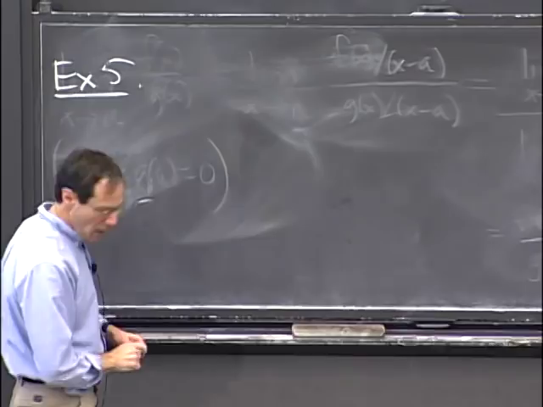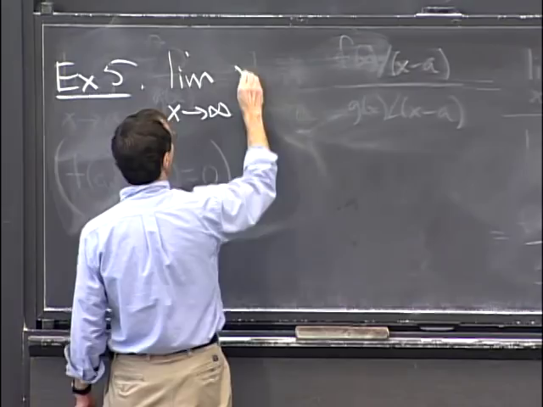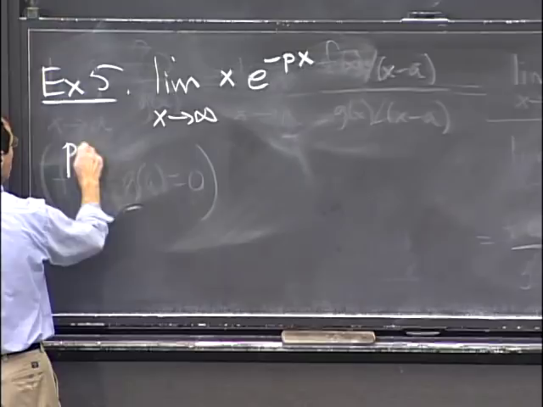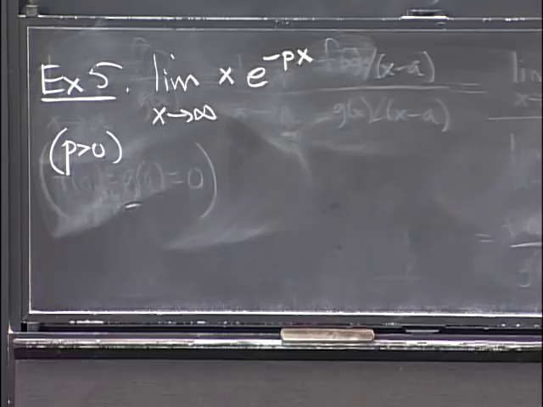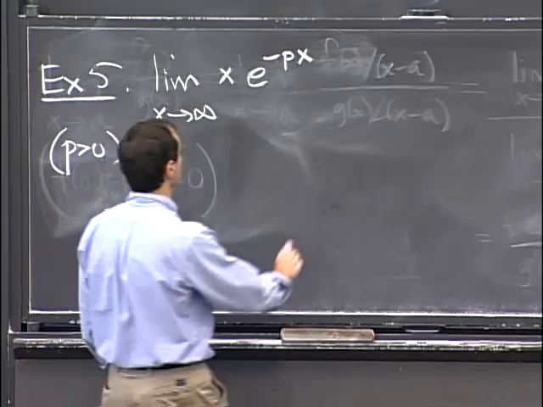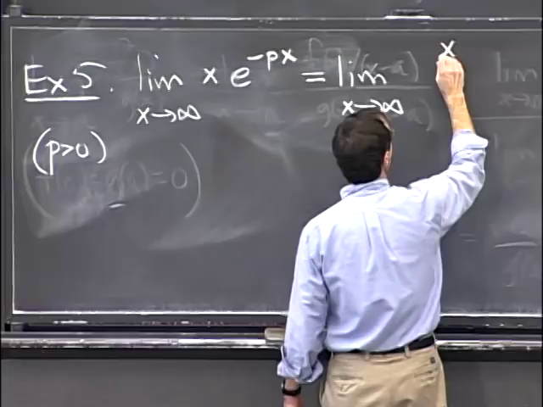So I wrote down the limit of x e to the minus x, but I'm going to make it even more general. I'm going to make it any negative power here, where p is some positive constant. Now again, this is a product of functions, not a quotient, a ratio of functions. And so I need to rewrite it. And I'm going to write it as x divided by e to the px.